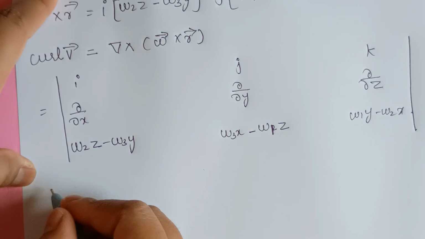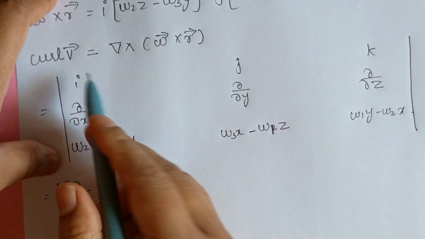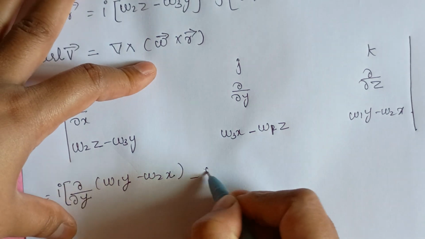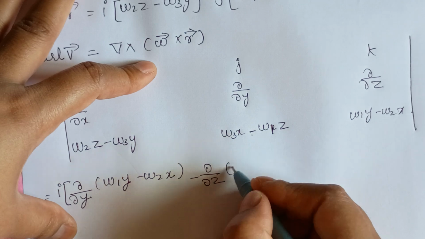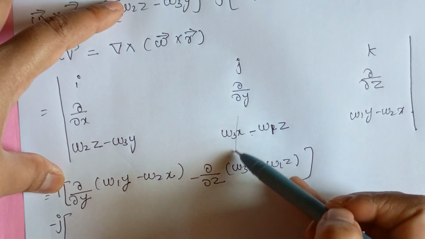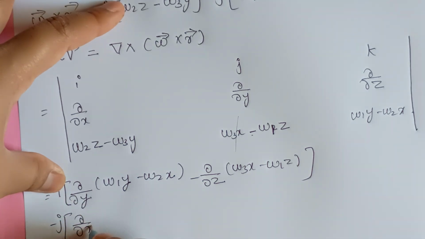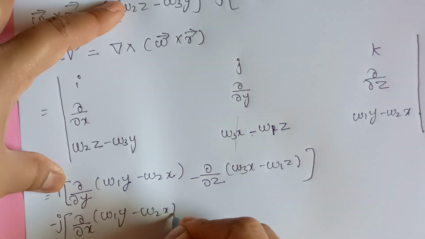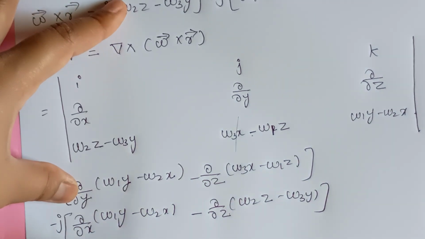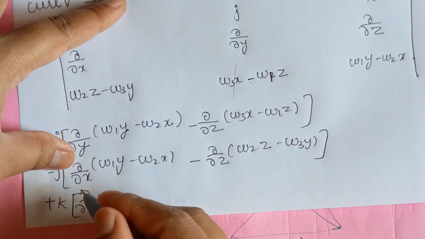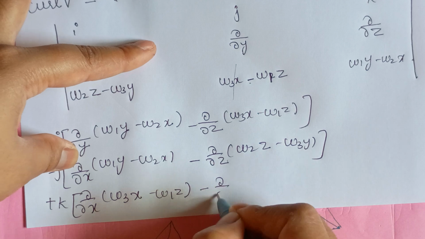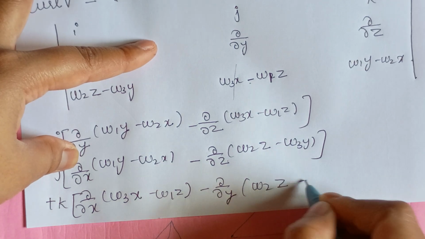Now I'll find the determinant of this. It's going to be i times dou by dou y of w1y minus w2x, minus dou by dou z of w3x minus w1z. Then minus j times dou by dou x of w1y minus w2x, minus dou by dou z of w2z minus w3y. Plus k times dou by dou x of w3x minus w1z, minus dou by dou y of w2z minus w3y.